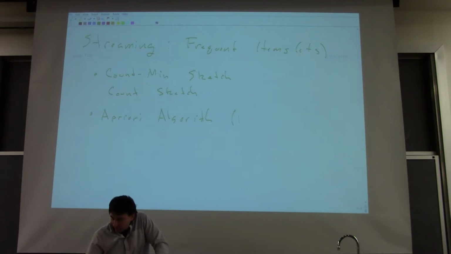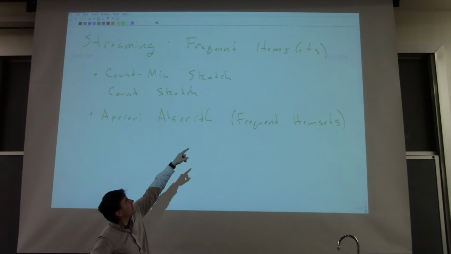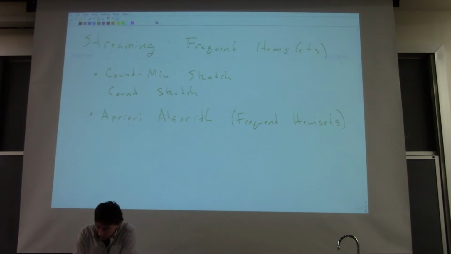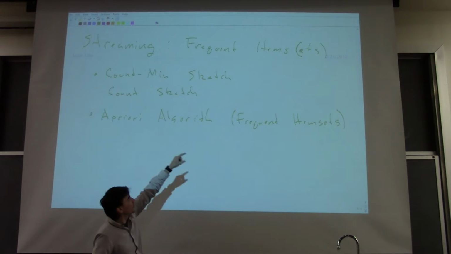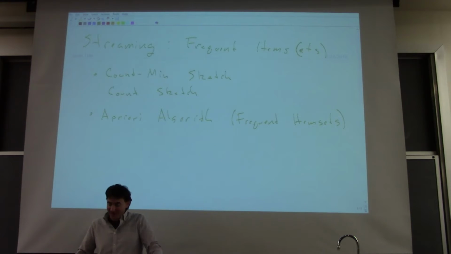This is the a priori algorithm for frequent item sets. So that's how I got that weird looking title. This is a parentheses, right? So frequent items and sets. Okay, so this seems like a very useful problem.